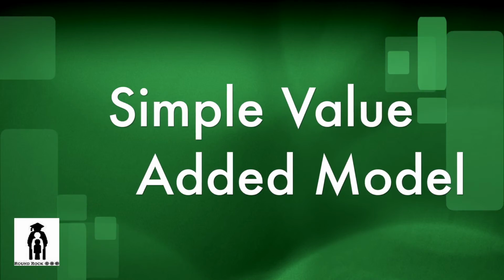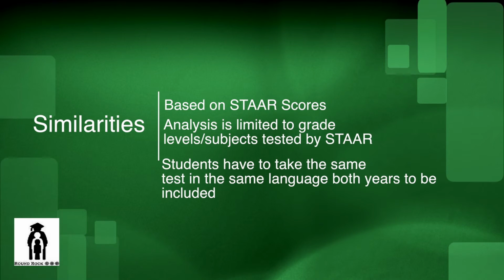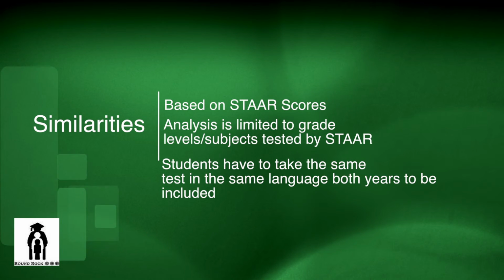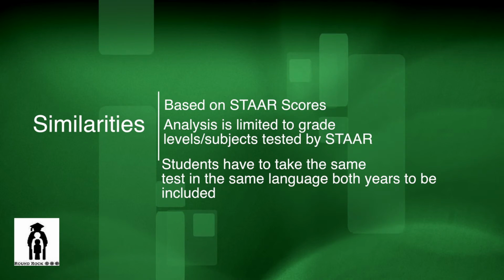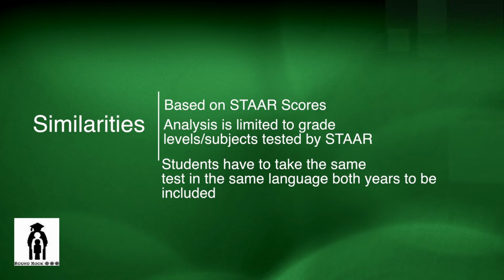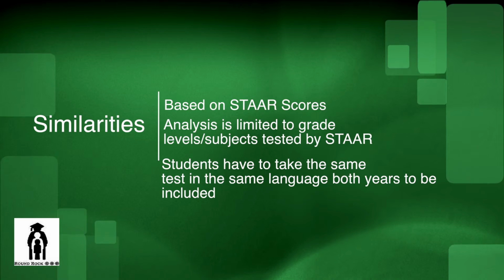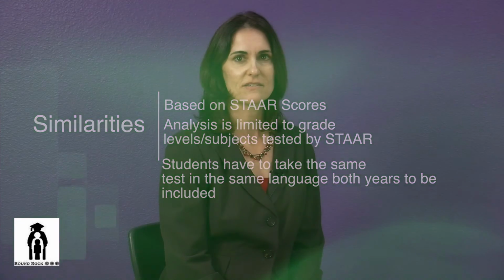Let's take a moment to compare the simple value-added model to the TEA progress measure. The similarities include that both are based on STAR scores, that the growth analysis is limited to grade levels and subject areas tested on STAR, and that students typically must take the same test in the same language and version in both years to be part of the analysis.